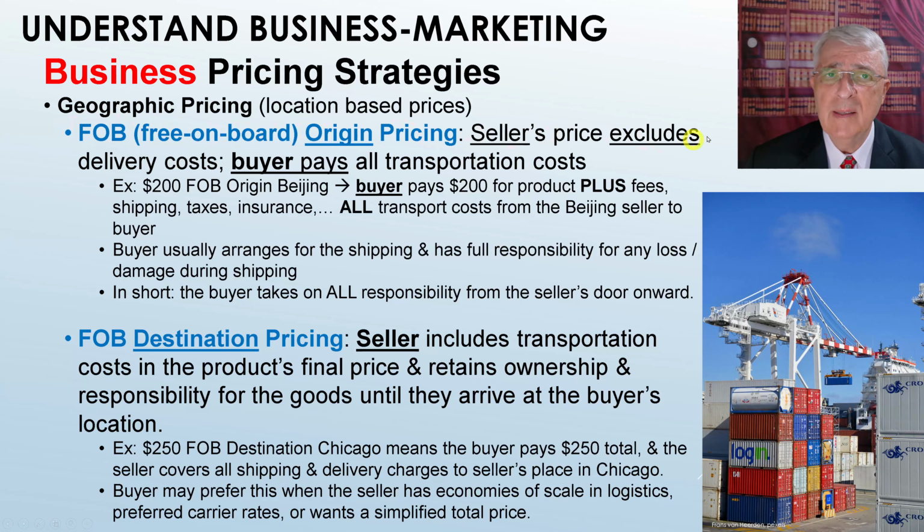The seller's price excludes delivery costs. The buyer pays for all transportation costs. So for example, $200 FOB origin Beijing: the buyer pays $200 for the product, all the fees, shipping, taxes, insurance, etc. All transport costs from Beijing, seller, to the buyer are borne by the buyer.